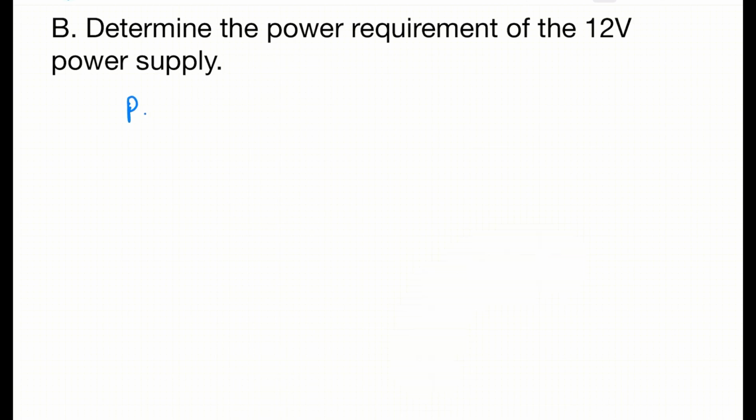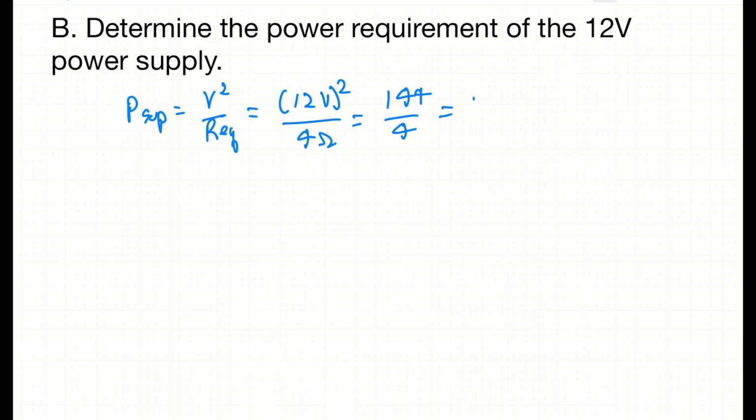So the power on the supply, we know that's V squared divided by R equivalent. That's just the power relationship if we know the voltage and the resistance. The voltage is 12 volts. We square that. We know our equivalent resistance is 4 ohms. So that's 144 divided by 4, which is 36 watts. So that's the power the power supply must be able to deliver to that equivalent load. So that gives us some information about what kind of power supply we need to have available.